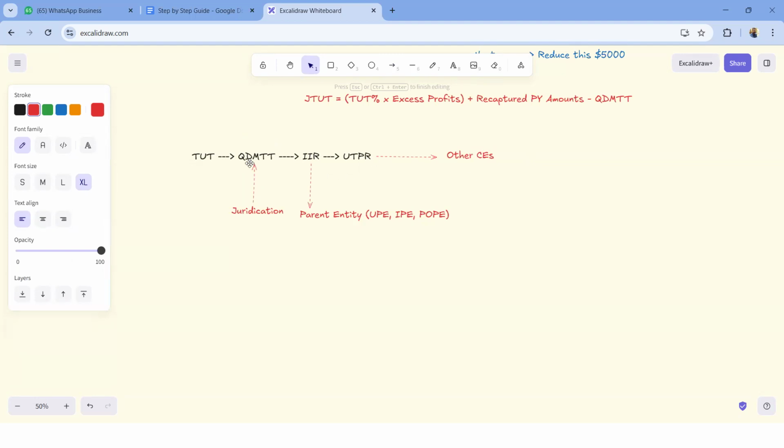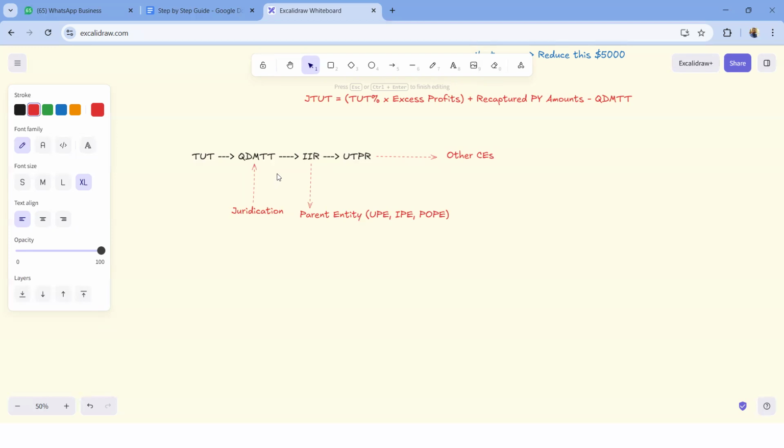So the first charge is always given to QDMTT because that is collected by the jurisdictional tax authority. If it is IIR, it's collected by the parent entity's jurisdiction. Say if you have a parent company in the UK, it will get that 15% charge, the IIR, and UTPR would be segregated among the other jurisdictions where the CEs are. Since this jurisdictional top-up tax is generated from this jurisdiction, it makes sense that the first charge should be given to that jurisdiction because it's the source jurisdiction.